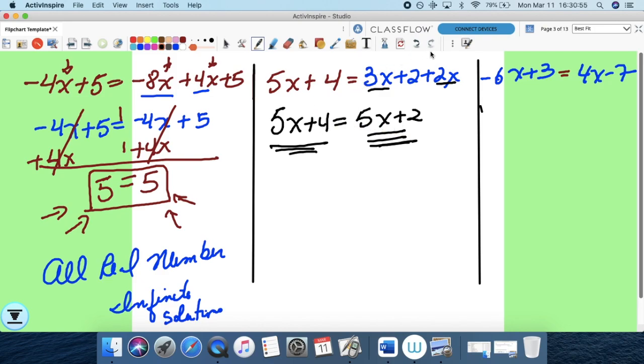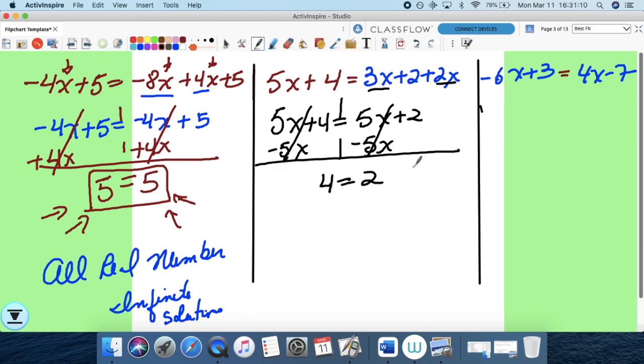So in this case, well, let's continue. The next step after this would be, well, there are variables on both sides, so let's get rid of this one, which means I do negative 5x on both sides. And then the x's go away, and I'm left with this, which is not a true statement. 4 is not equal to 2. So, based on this, you can say that there is no solution to this equation. Nothing in this world will make the left side equal the right side.